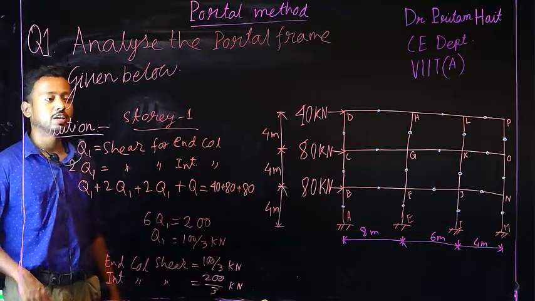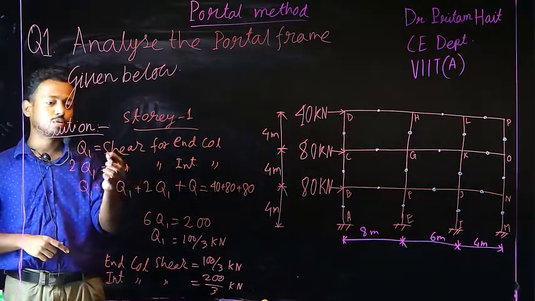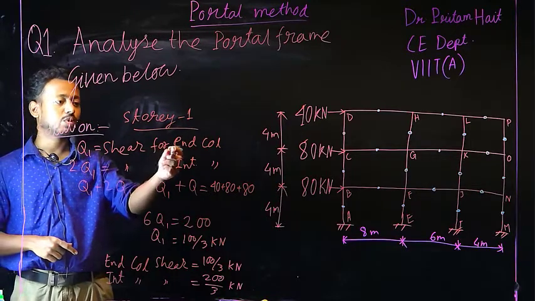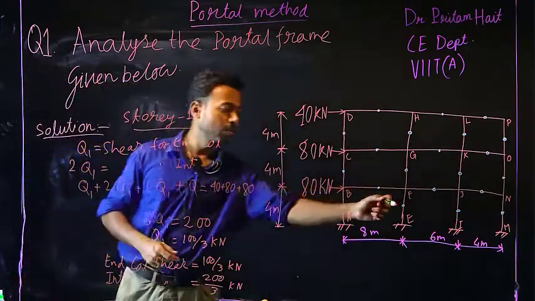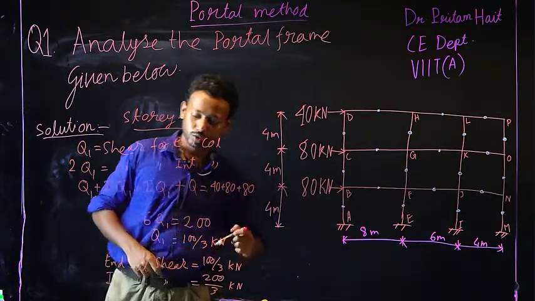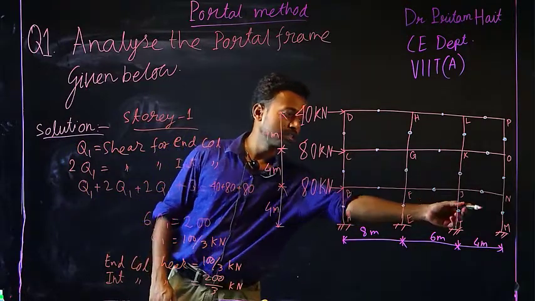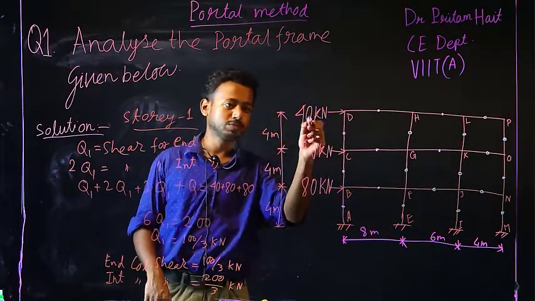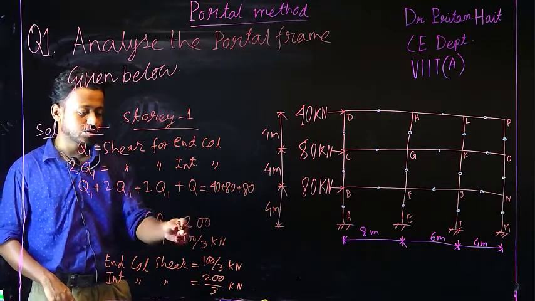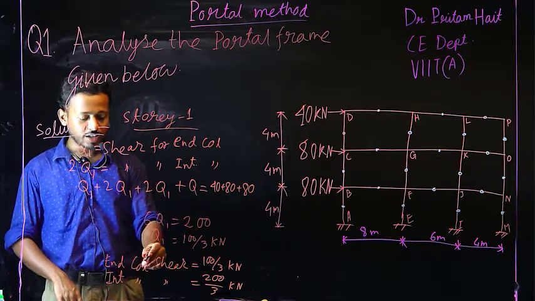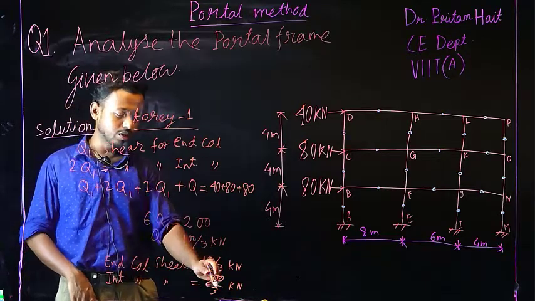So here I have started story 1. In story 1 you can do a similar calculation. Q1 is the shear for the end column and 2Q1 is the shear for the intermediate column, EF and IJ. So you can write Q1 plus 2Q1 plus 2Q1 plus Q1 equals 80 plus 80 plus 40. So 6Q1 equals 200, Q1 equals 100 by 3. So end column shear equals 100 by 3 and intermediate column shear equals 200 by 3.